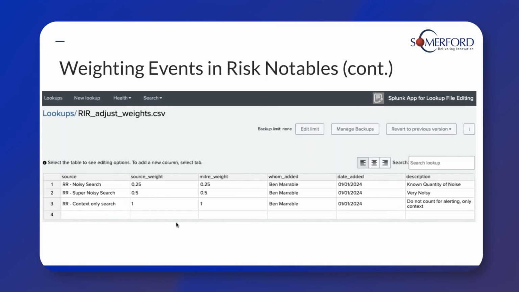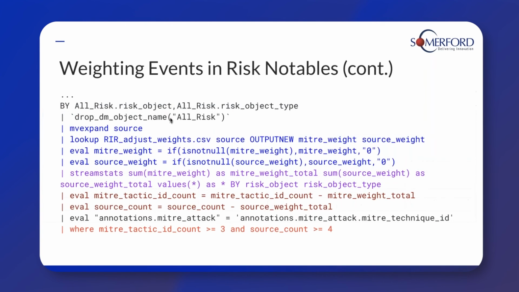And so when we then want to use that in our search, we're looking inside our risk indicator rule or risk incident rule. First we'll need to expand our source value, right? So we've grouped everything together, so now we're going to expand the source value into multiple fields. And then we'll look up for each of those sources the MITRE weight and the source weight. And then we'll calculate the MITRE weight as being, if the MITRE weight is not null, then give it the value that it is. Otherwise, if it is null, then make it 0, and the source weight is 0, right?